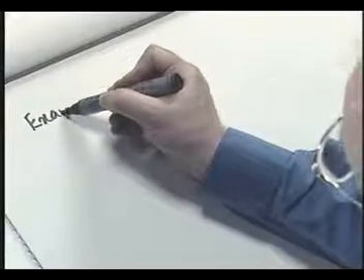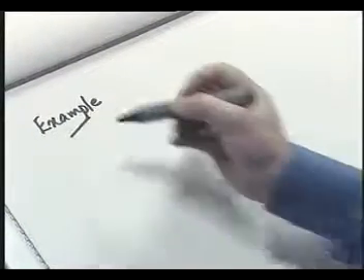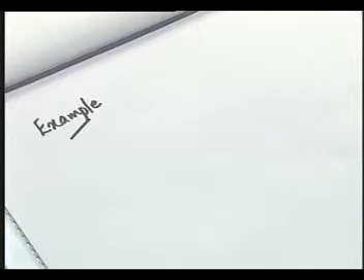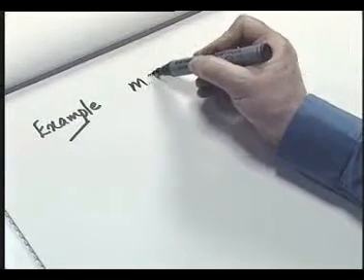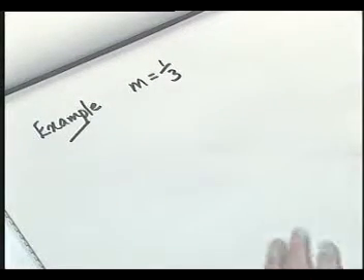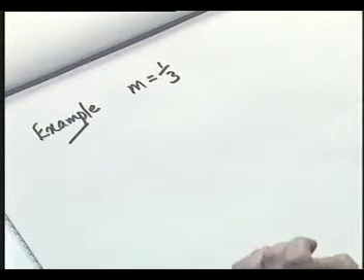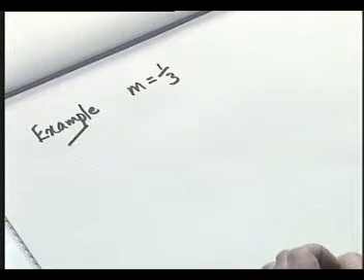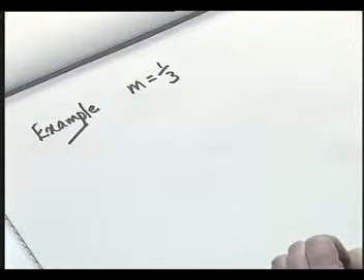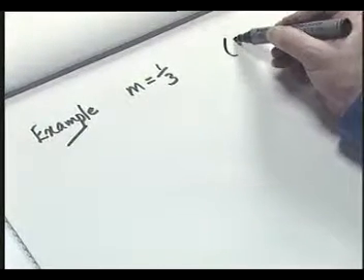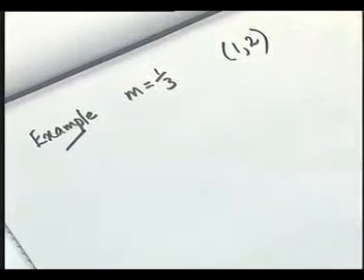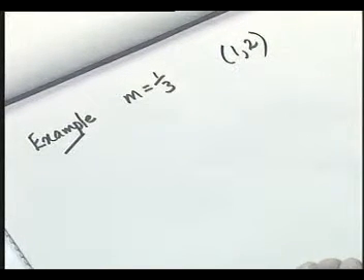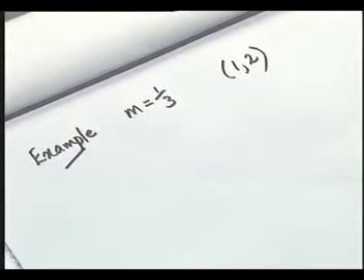Okay, let's have a look at another example. Suppose now we're interested in trying to find the equation of a line which has a gradient of a third, and this time, instead of being given the vertical intercept, we're going to be given some information about a point through which the line passes. So suppose that we know that the line passes through the point with coordinates 1, 2. Let's see if we can figure out what the equation of the line is.